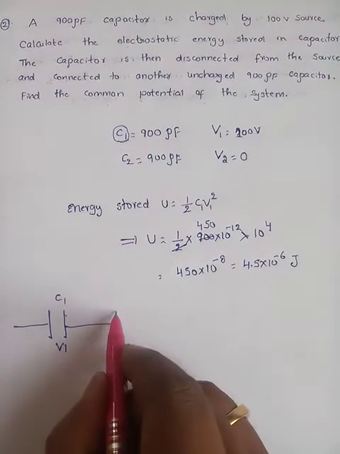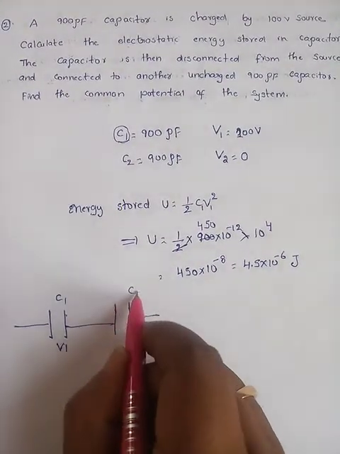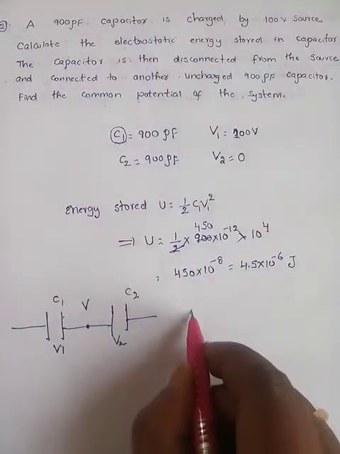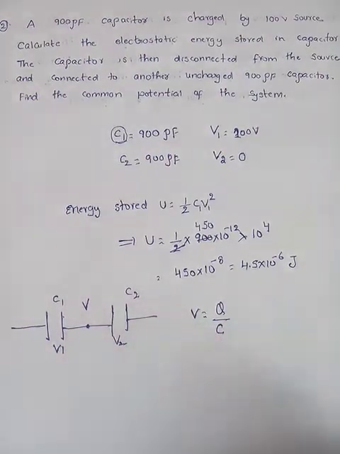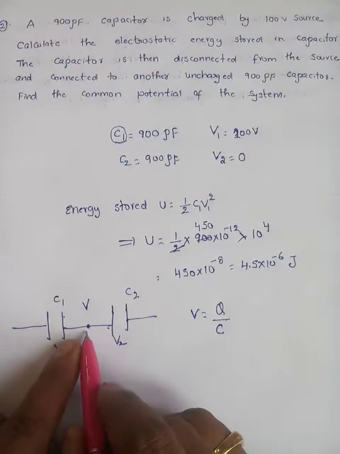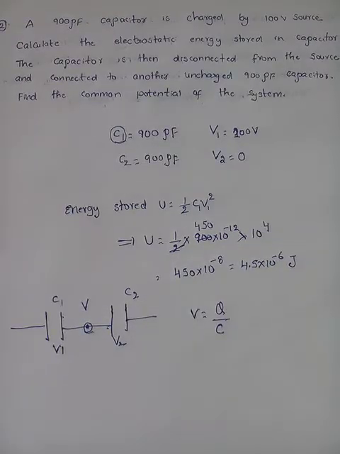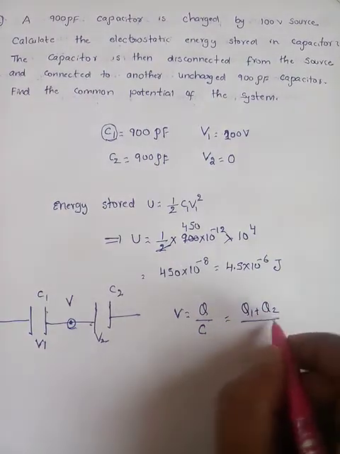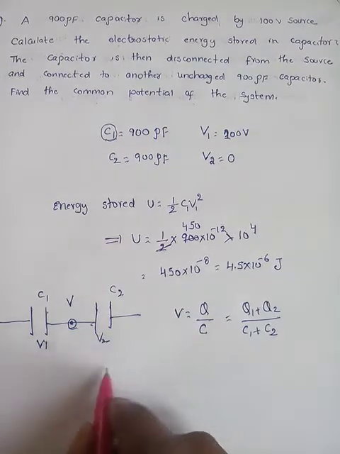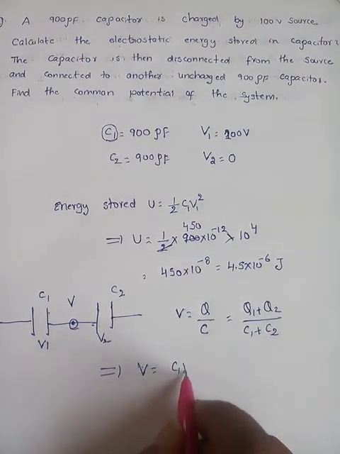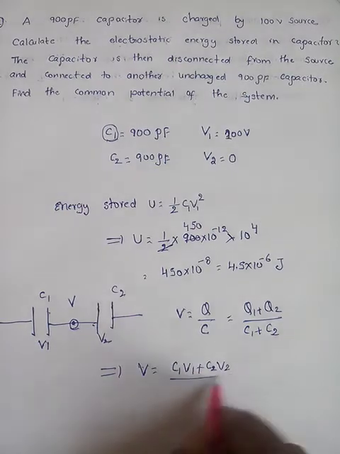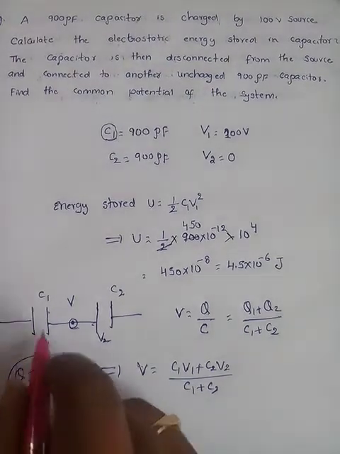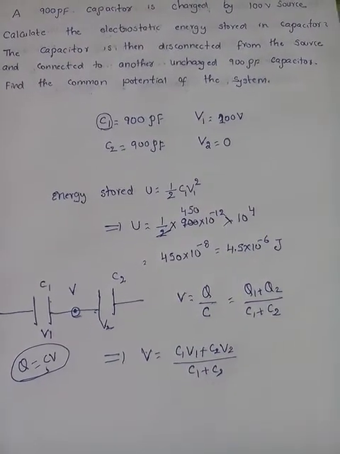Next, common potential. Here, this is a charged capacitor C1 having potential V1. Then it is disconnected and connected to an uncharged capacitor C2 with potential V2. So this is called common potential. Common potential is equal to Q by C. These two ends are connected to a common terminal, so these two capacitors are connected in parallel. So you can write charge as Q1 plus Q2, and C is C1 plus C2. So V is equal to C1 V1 plus C2 V2 by C1 plus C2, because Q is equal to CV. Charge on the first capacitor is C1 V1, charge on the second capacitor is C2 V2.